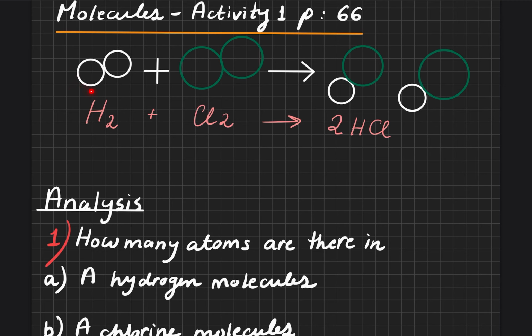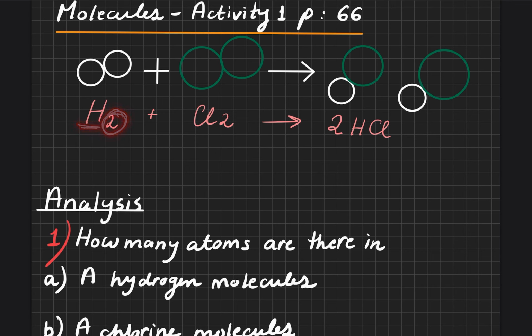Let me repeat. We have 1 molecule of hydrogen, and this 1 molecule contains 2 hydrogen atoms, so we put H2, and we put nothing on the left here. This nothing stands for 1. So we have 1 hydrogen molecule and 1 chlorine molecule. They give us 2 molecules of HCl.